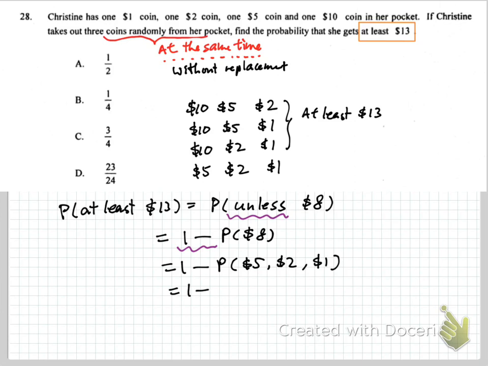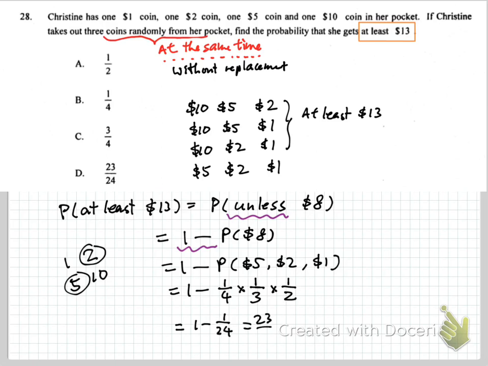Maybe you do that. First you pick the $5, so that is 1 over 4, among the 1, 2, 5, 10, alright? You pick the 5 is 1 over 4. And then it's now down to 3 coins. You pick the 2, that is 1 over 3. It's now down to 2 coins. You pick the 1 is 1 over 2. Alright, so that is 1 over 24. The answer will be 1 minus 1 over 24, and that is 23 over 24.